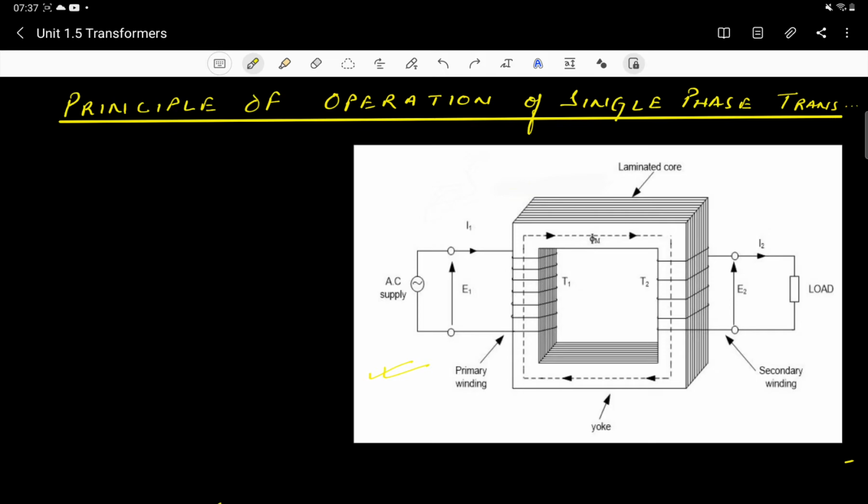The main purpose of a transformer is to transfer electrical energy between two circuits. The transfer of energy from one circuit to another takes place without any change in the frequency. There is no frequency change.